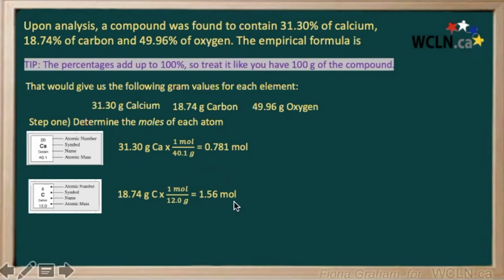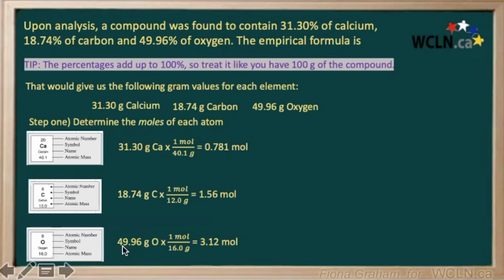And for our oxygen, where we have 49.96 grams, we would be dividing that by the atomic mass of oxygen, which is 16. So every 16 grams is 1 mole for oxygen. So if we divide 49.96 by 16, we get about 3.12 moles.